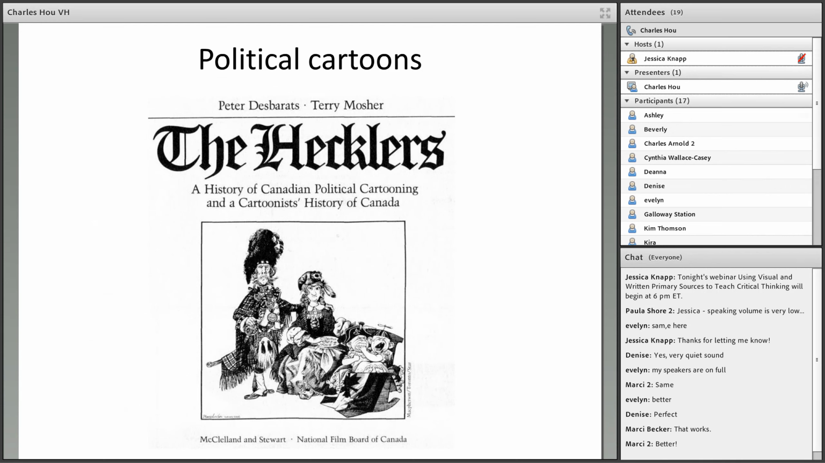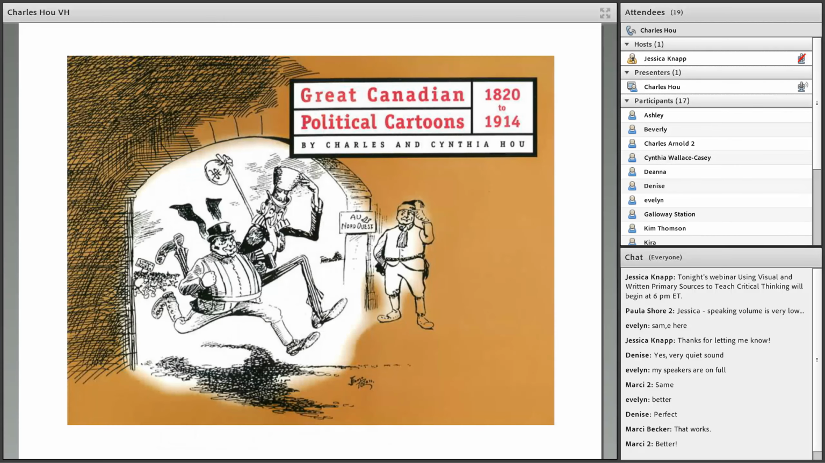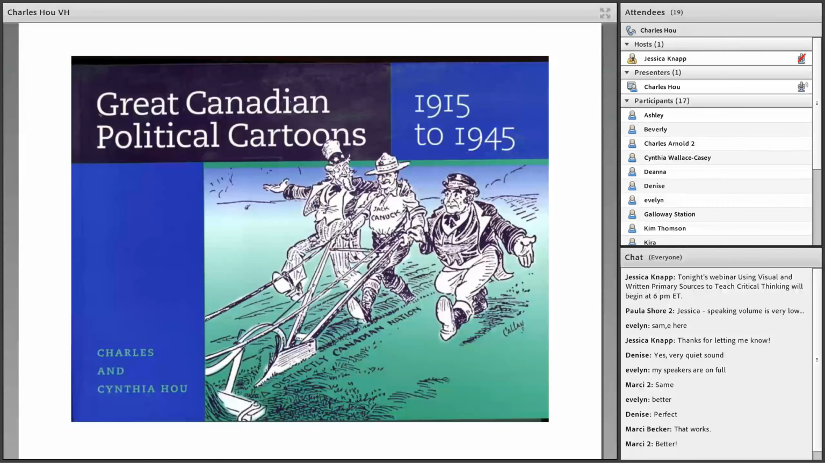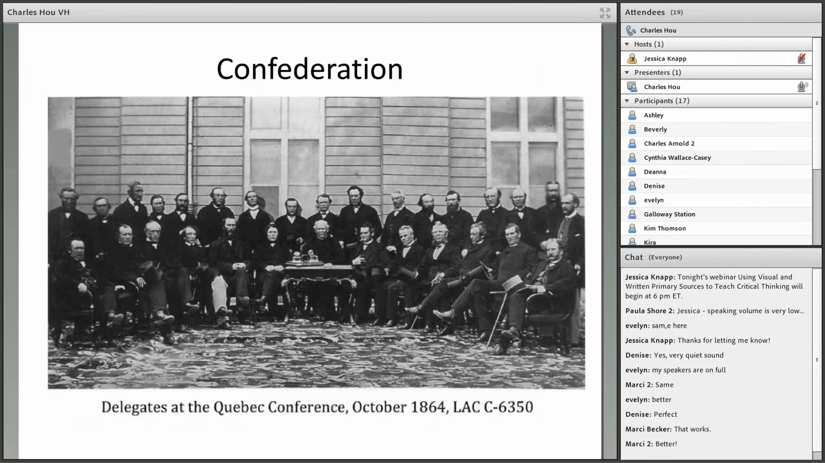The other book that really woke me up was this one by Peter Desbarats and Terry Mosher. I had no idea that Canada had political cartoons until I saw this book. The problem was they weren't teachers, though, and they weren't looking for multiple perspectives and the kind of sources I was looking at. So I spent the next 20 years going through every newspaper published in Canada, trying to find the best political cartoons for teaching the way that I thought was really important.